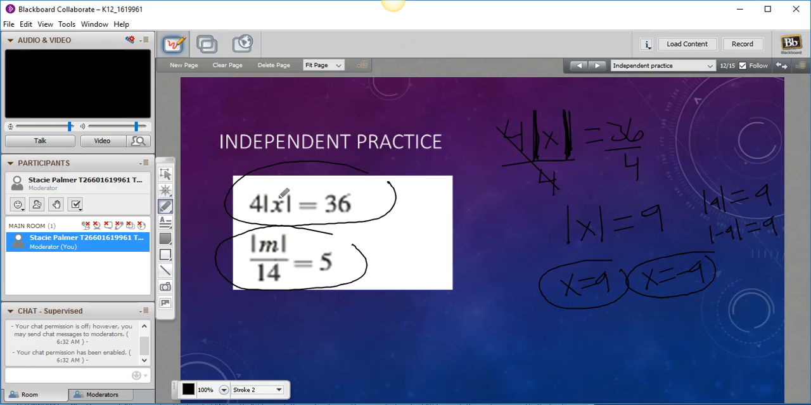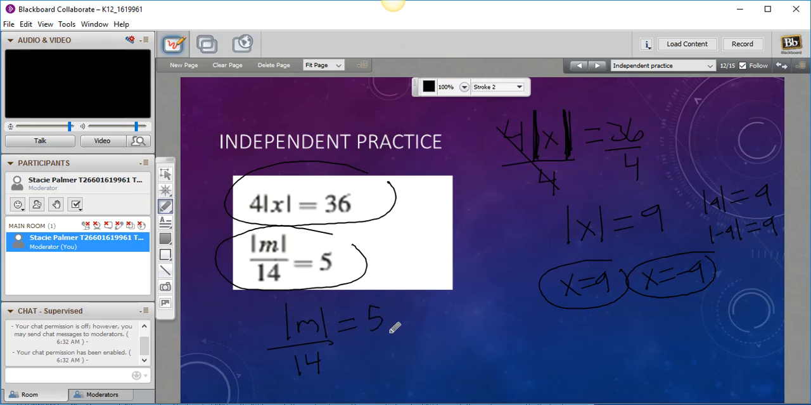The absolute value of m, divided by 14, equals 5. Okay, so let's isolate our absolute value. To get rid of the division of 14, we're going to use multiplication. We have to multiply by 14 on both sides. So the absolute value of m is equal to 70. Okay, and then from there, we know our two solutions would be 70 and negative 70. Both of those would give us a true statement.